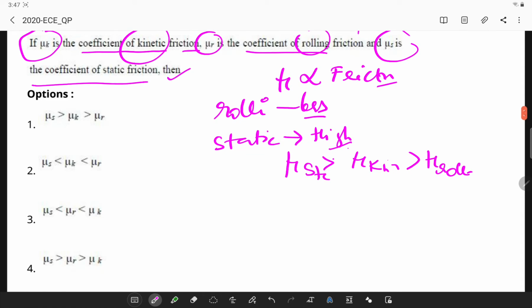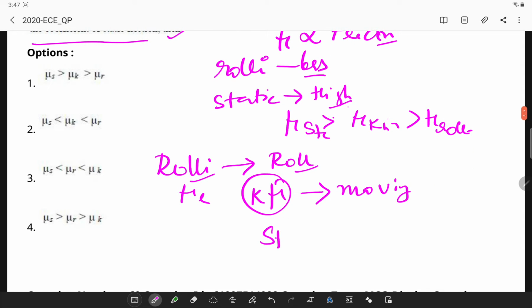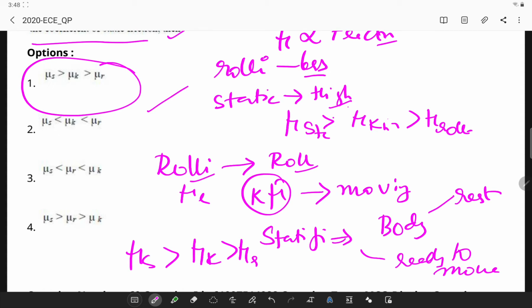So when do we get these three different types of friction? Rolling friction will be when the body is in rolling condition, and kinetic friction will be when the body is in moving position, and finally static friction will be when the body is either at rest or ready to move. So in this case simply mu s will be greater than mu k greater than mu r. Among all the options, the first option is right.